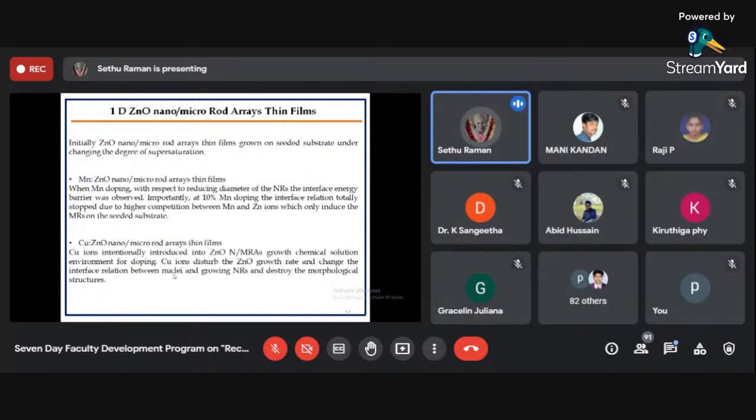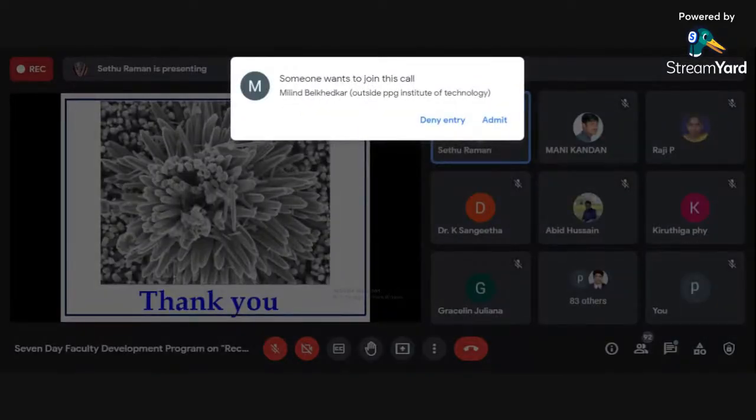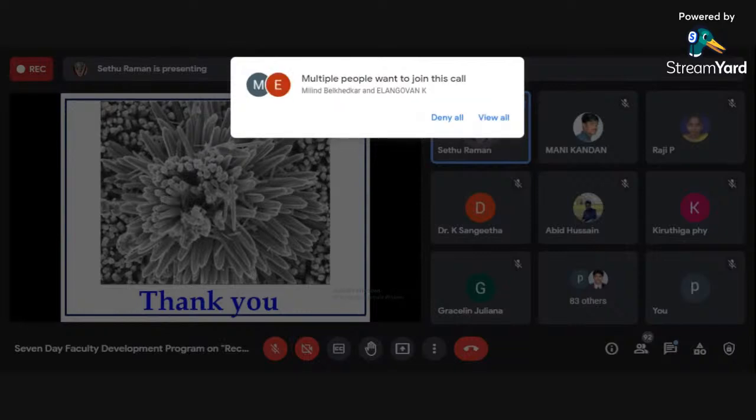In the same way, like copper, when using Mn and copper doping, it changes the degree of supersaturation, which plays a very important role in the interfacial relation between the nucleation seed and the growing nanorods. It also affects how the morphological structure is destroyed with changing degree of supersaturation, and the interfacial energy between the nucleation layer and the nanorod samples. With that, I would like to stop. This is the result that we have taken, and with that, I would like to stop my presentation.